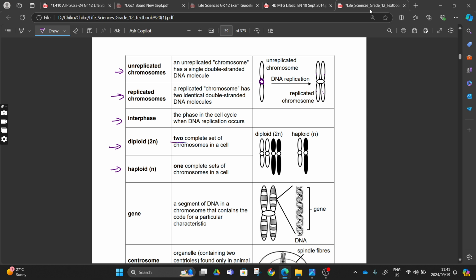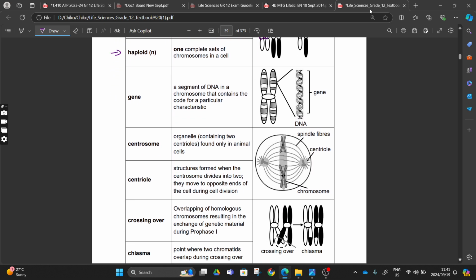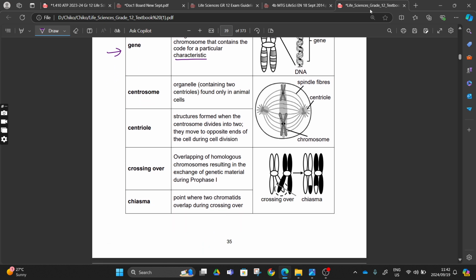We also have the diploid and the haploid. The 2 complete sets of chromosomes, we call diploid. As you can see here, we have the centromere and the centromere to show that these are the 2 sets of chromosomes, and we call them diploid. When we reduce to one, we have our haploid, which is 1 complete set of chromosomes in a single cell. We also have a gene, which is a segment of DNA in a chromosome that codes for a particular characteristic. We have a chromosome, and a small part there called a gene that codes for a specific characteristic.